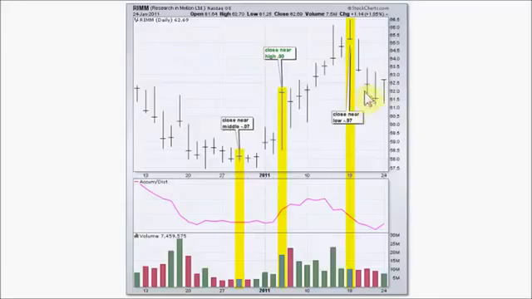This day was below it. This day was also a close very close to the bottom of the high-low range. And then this day here, the close was at the top of the high-low range for the day. It was an up day over that day. Volume wasn't that big, but the AD line did start to uptick.